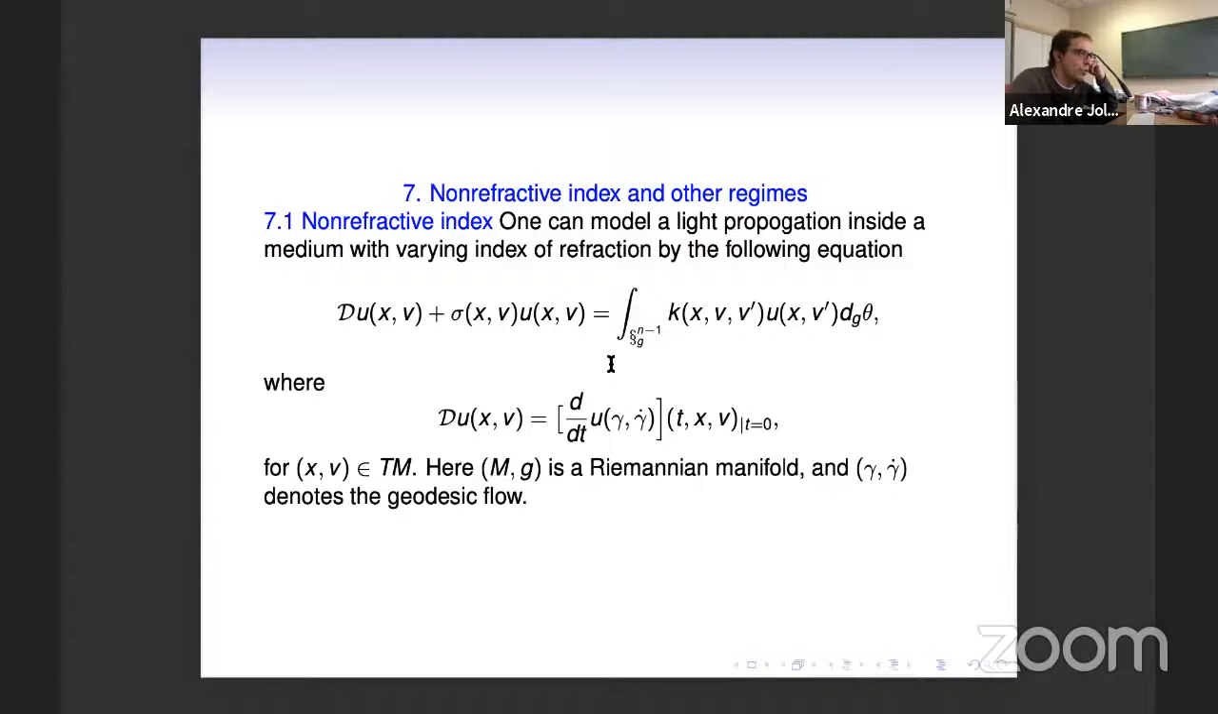Here it's the unit sphere bundle with respect to the Riemannian metric G. You have a lot of work which considers all what I said in this Riemannian setting, in particular, for example, McDowell and collaborators. You also have to mention that when k is equal to zero, you end up with the geodesic X-ray transform. For the inverse source problem I showed you, the attenuated X-ray transform becomes the geodesic attenuated Radon transform.